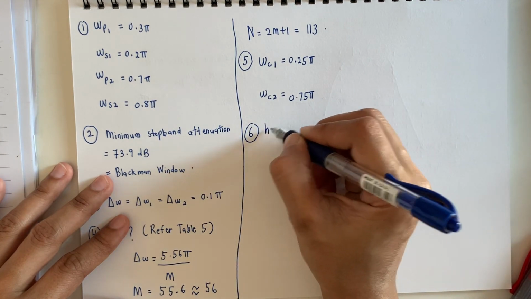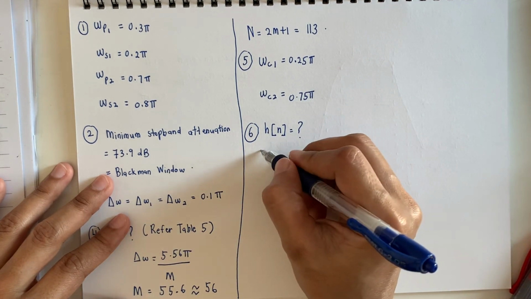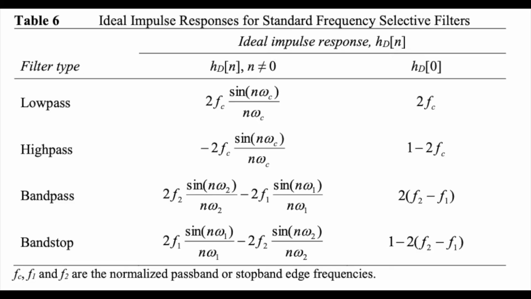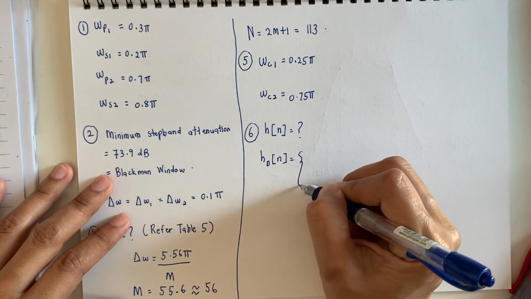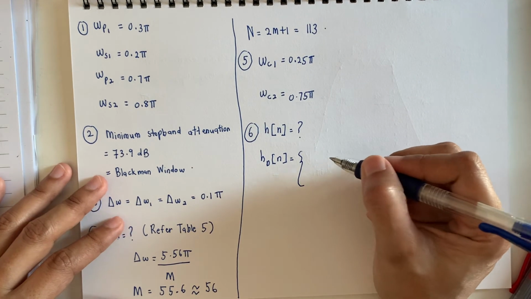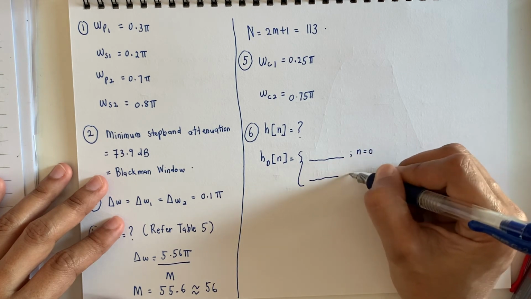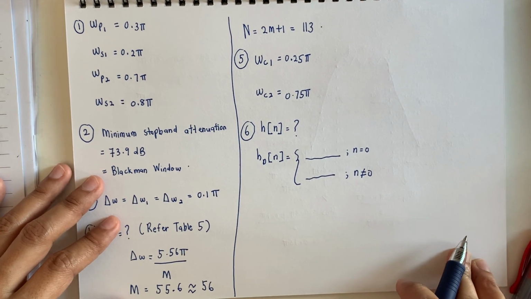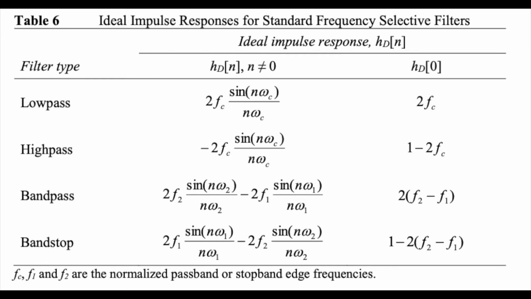Okay, step number 6. You need to determine what is your Hn. For you to determine your Hn, you need to refer to table number 6. You need to refer to what is your Hdn. So your filter type is bandpass filter, so you are going to have 2 equations. One for when n equals 0, another one is when n is not equal to 0.